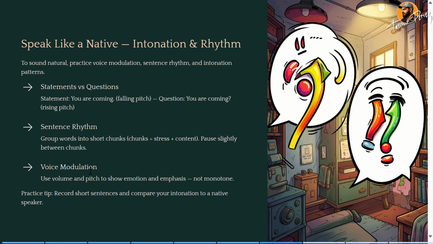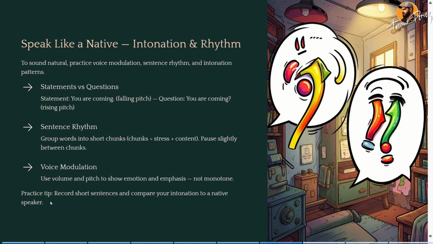And then comes the voice modulation, जिसमें हमें अपनी वॉल्यूम, अपना पिच थोड़ा सा चेंज करना होता है अपने कन्वर्जेशन, अपने कॉन्टेक्स्ट के हिसाब से, ताकि हम उस हिसाब से अपना इमोशन दिखा सकें और किसी भी चीज़ पर ज़्यादा स्ट्रेस दे सकें, ज़्यादा एम्फेसिस दे सकें. हमारी लैंग्वेज मोनोटोन नहीं होनी चाहिए. तो ये सारा हम डिटेल में सीखेंगे. लेकिन अभी के लिए मैंने आपके लिए एक प्रैक्टिस टिप रखी है.